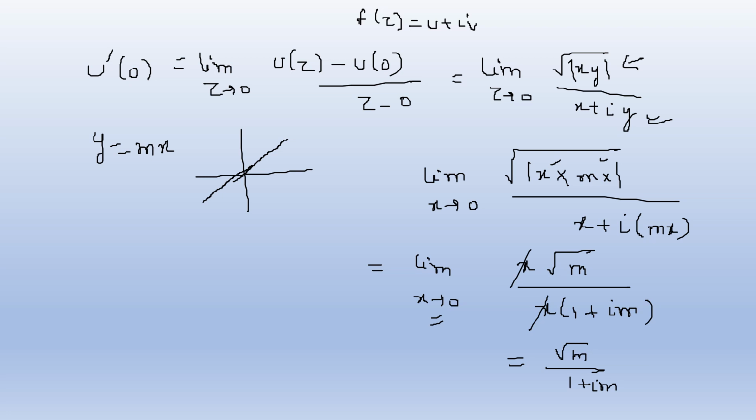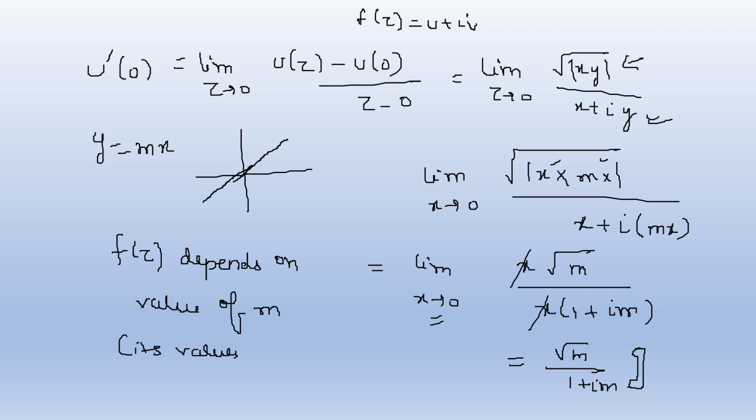Now if you have to check whether it is analytic or not, we have to check differentiability. Now the value of this function is dependent on the value of m, because the limit depends on the value of m, so it will vary. Yes or no? Its value varies, and if it varies, what will we say? It is not differentiable. If it is not differentiable, then it is not analytic either.